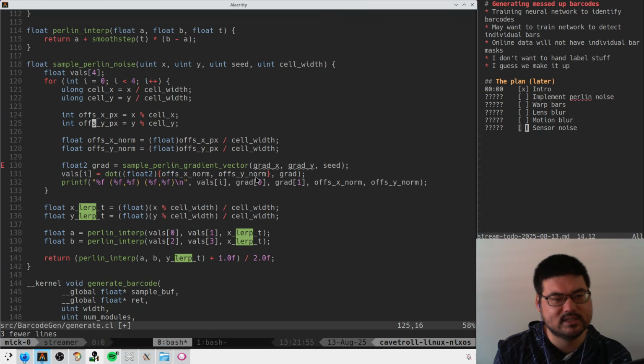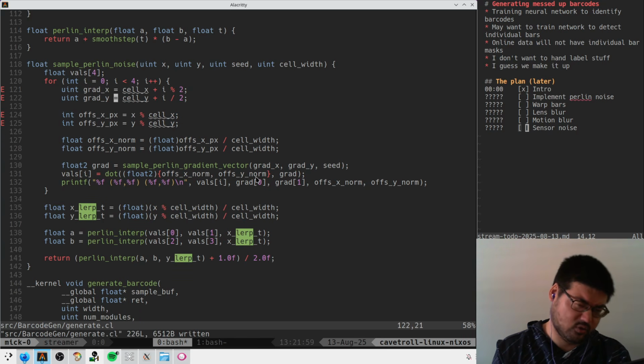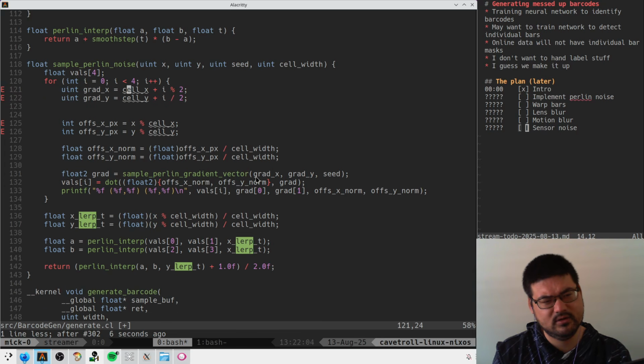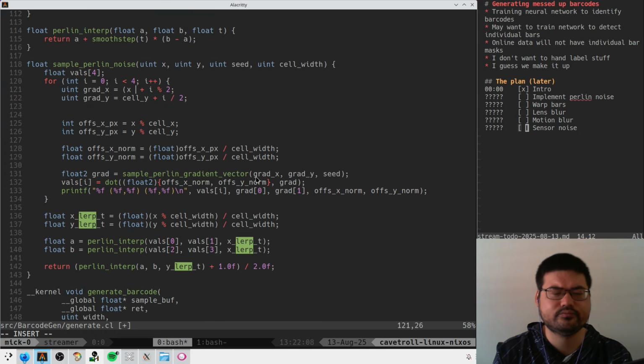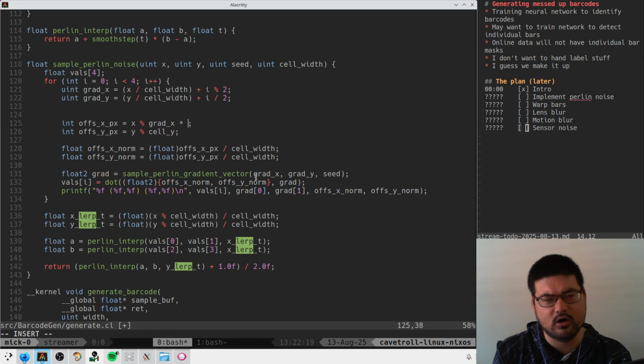So gradient X and gradient Y are the corners here. Right? So this is X over cell width and Y over cell width here. And then grad X and grad Y here are times cell width to get back into pixel position. Yes. That sounds kind of right.